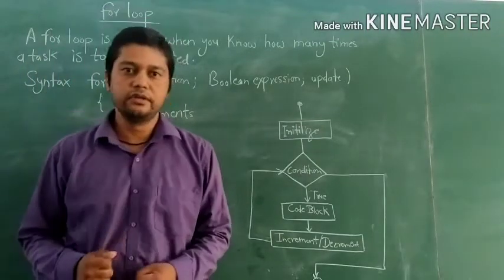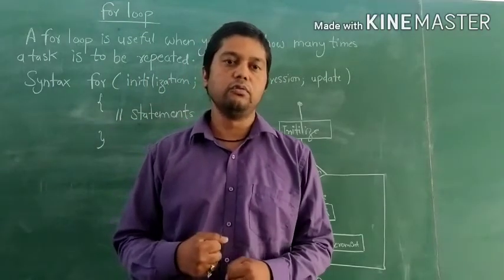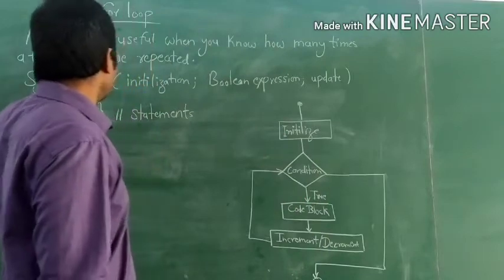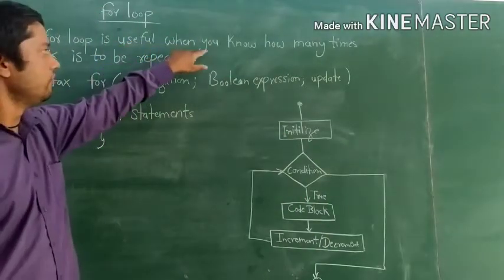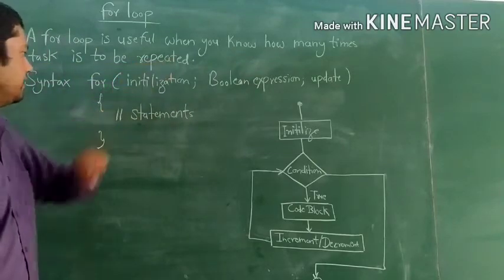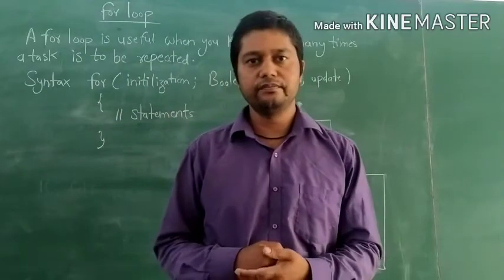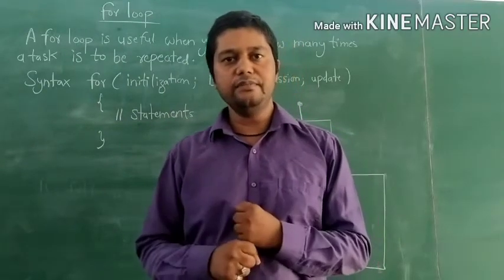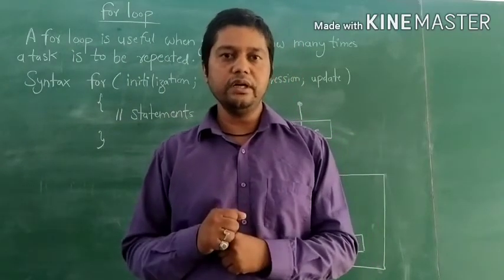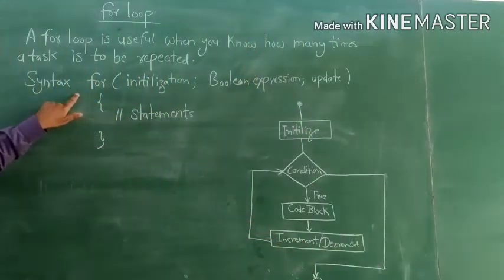Good morning students. Today we will discuss the topic for loop. A for loop is useful when you know how many times a task is to be repeated. Basically, the for loop is used for how many times you want to execute a statement. Here is the syntax of for loop.